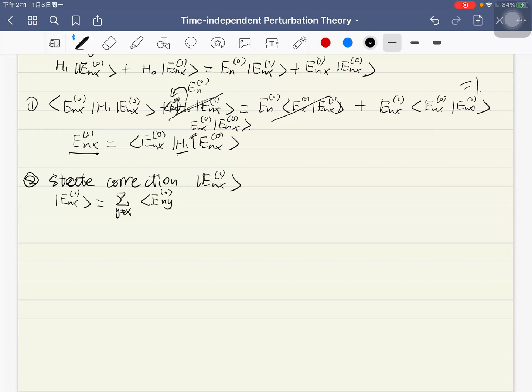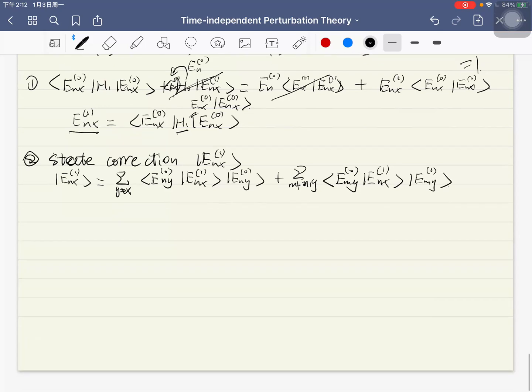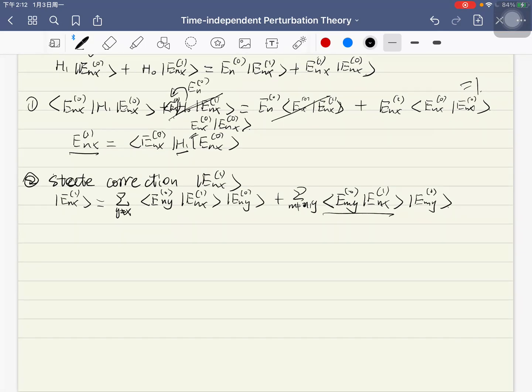|n,x^(1)> equals the sum over m not equal to n, and y, of |m^0> <m^0|n,x^(1)>. We need to calculate these two terms. First of all, let's calculate the inner product of |m,y^0> with |n,x^(1)>.